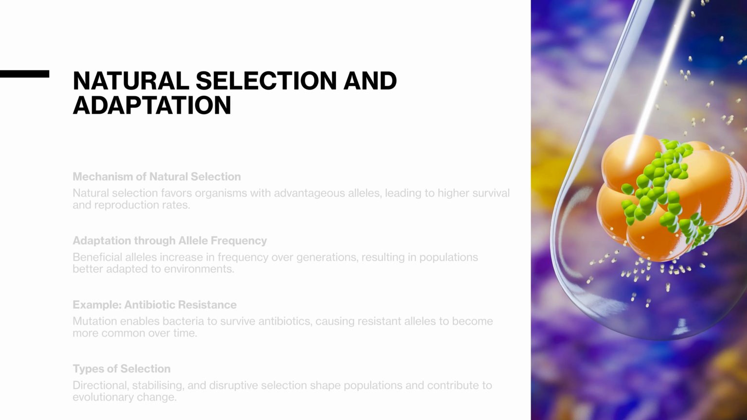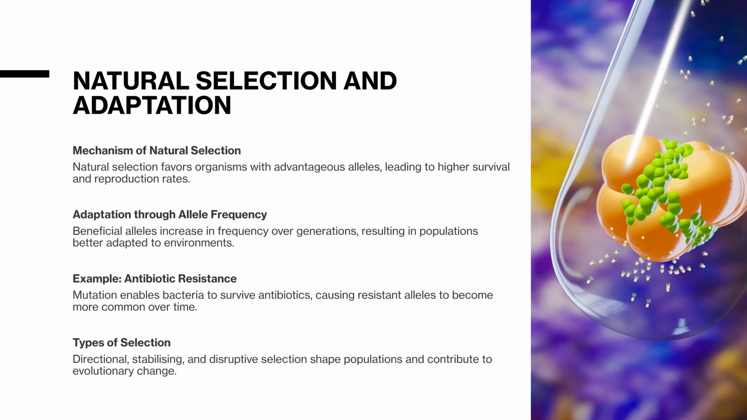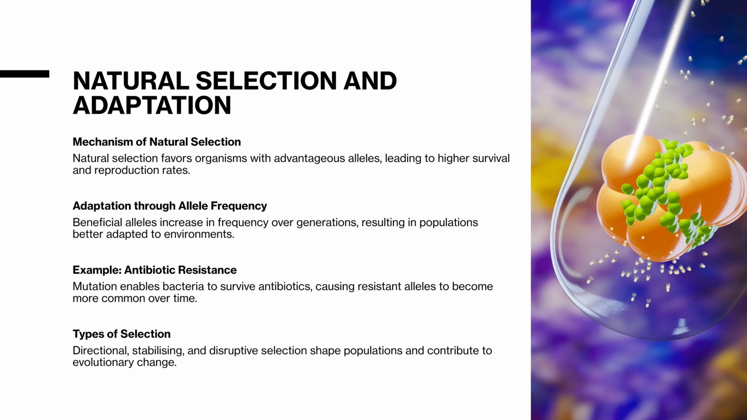Natural selection is the process by which organisms with advantageous alleles are more likely to survive, reproduce, and pass those alleles on to the next generation. For natural selection to occur, there must be genetic variation within a population, environmental selection pressures, and differential reproductive success. Individuals with phenotypes better suited to the environment are more likely to survive and reproduce, leading to an increase in the frequency of beneficial alleles over time. This process results in adaptation, where populations become better suited to their environment.